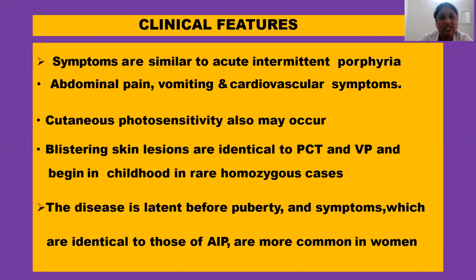What are the clinical features? They are similar to AIP. They'll have abdominal pain, vomiting, and cardiovascular symptoms. Cutaneous photosensitivity sometimes may occur. They have blistering skin lesions, and this disease also is latent before puberty, identical to AIP.